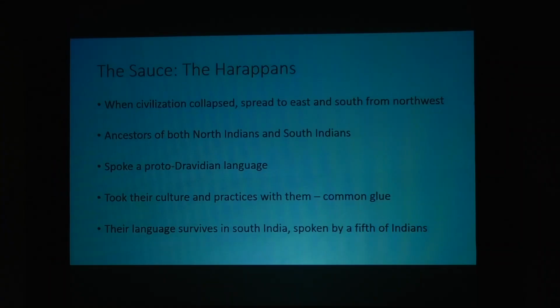On top of this base comes the sauce. And the sauce are the Harappans. Why? Because when the civilization declined, they spread across North India, South India, and everywhere, carrying the culture, the language, everything with them. And thus forming the glue that holds us together. Many things that we today see across the country, where should we see their origins? It would make sense to go look at the Harappan civilization, the glue that holds us together. They are the ancestors of both North Indians and South Indians. Not the usual story that we are told, but that's the source.